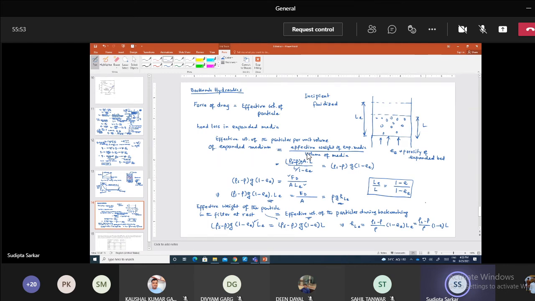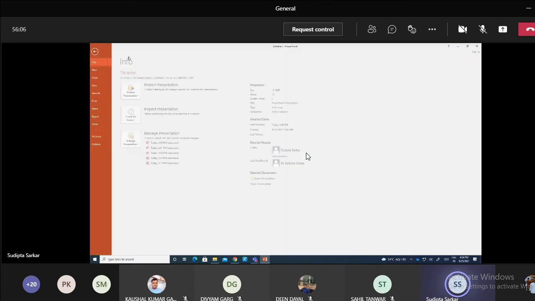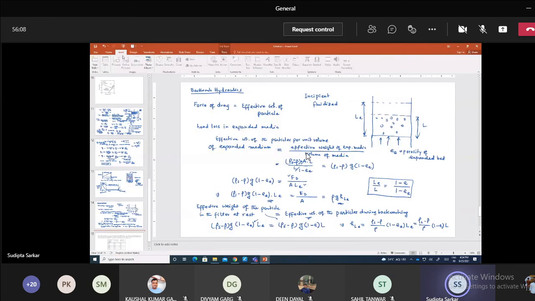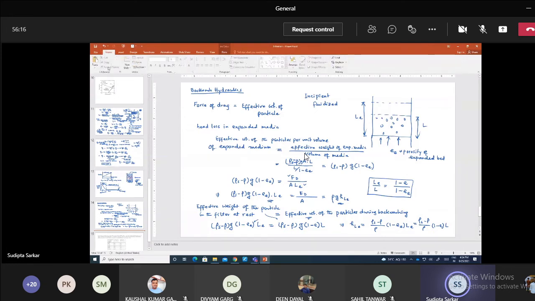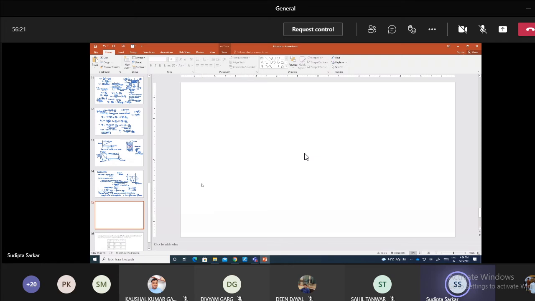So now we want to know what is the backwash velocity. Let us try to go for this. If you need a break, I can give you a break for, let's say, 2-3 minutes or 5 minutes, and then I can come back, because I need to complete this today.